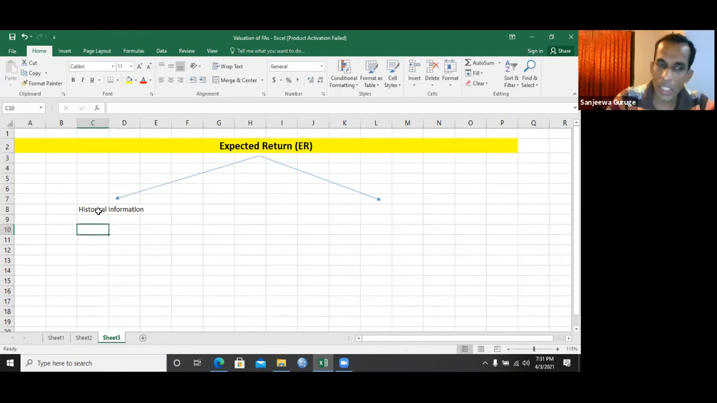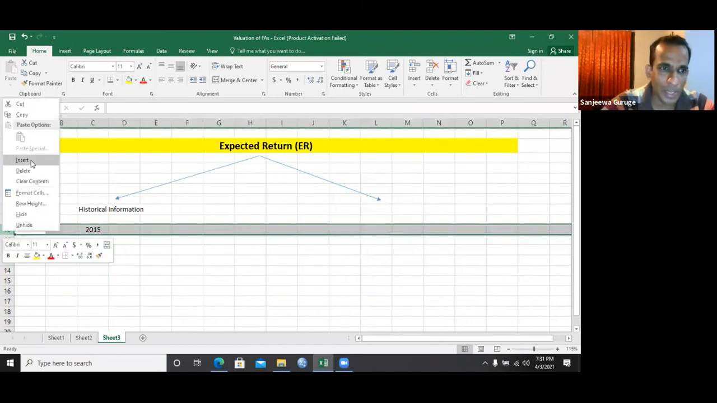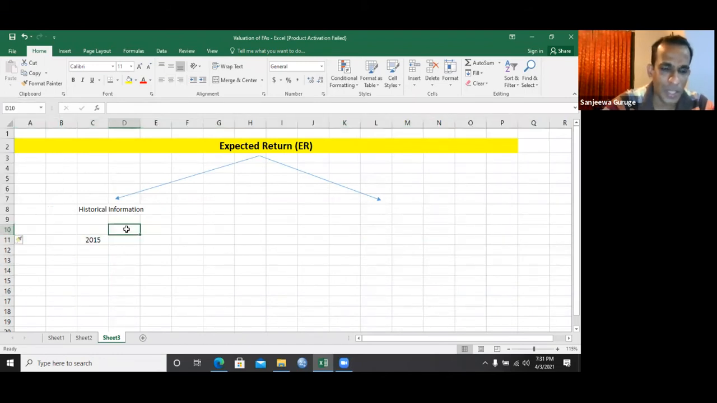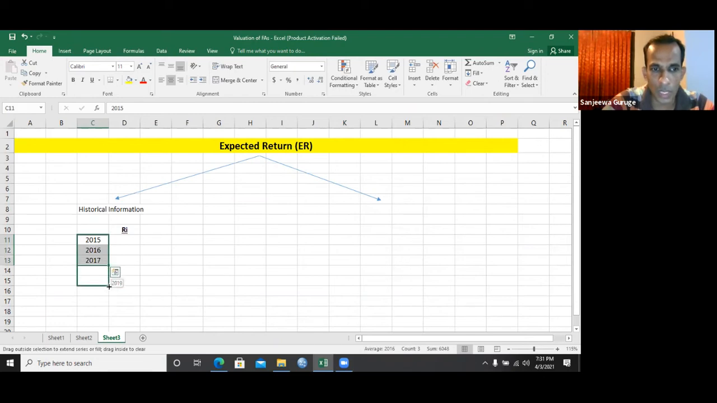We have to get the actual return for a number of years, right? For example, we can use the actual return for the last several years and then calculate the average. So that's very straightforward. If you want to know the return for stock I over the last few years, last several years, 2015, 2016, 2017, we can use a few years to get actual data, right?